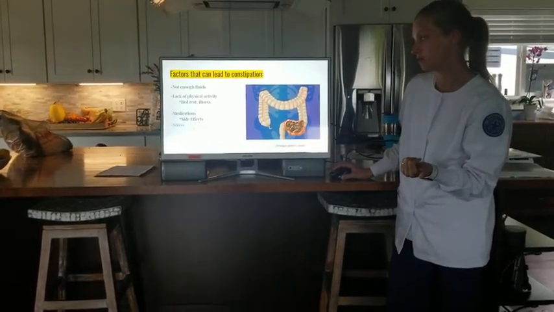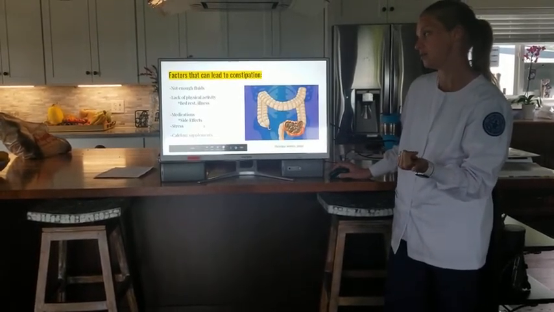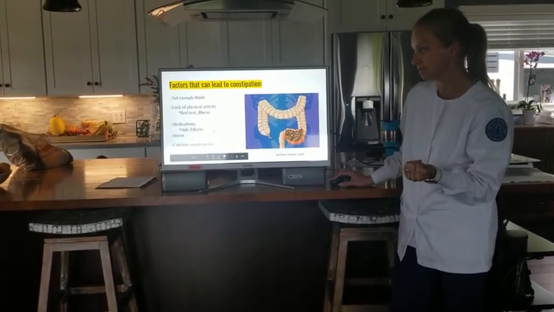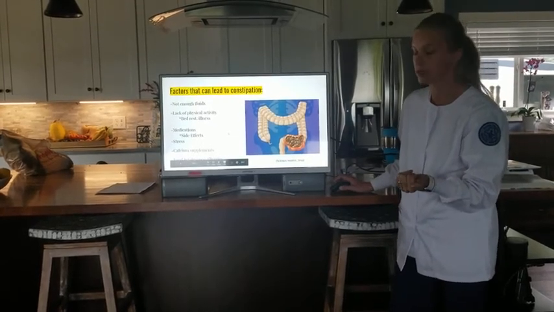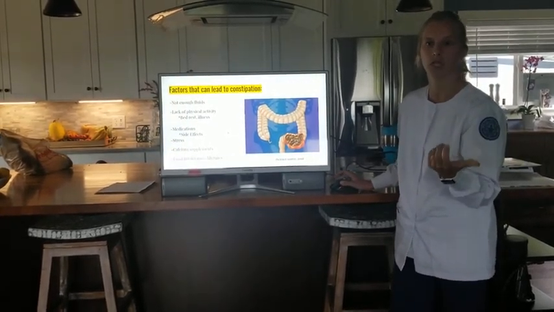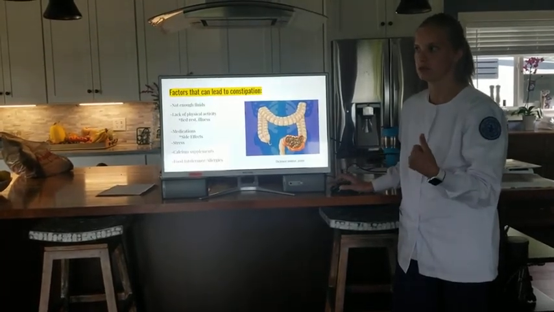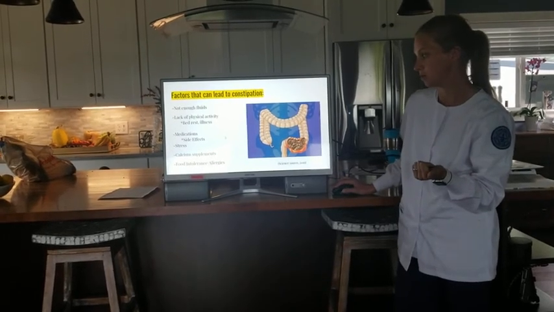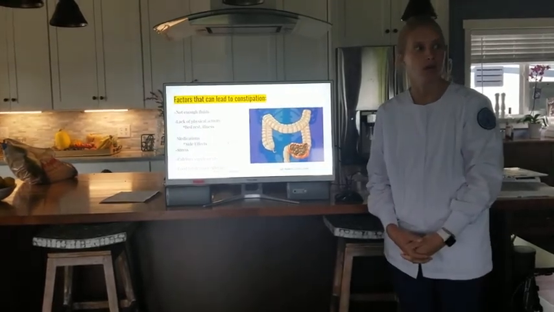And then side effects from medications, stress, which I already talked about, and then calcium supplements can lead to patients being constipated. And then food intolerances or allergies, people that suffer these should be taught the linkage between the food allergy they have and the constipation, and factors that can help so they do not become constipated. So that is the end of our presentation.